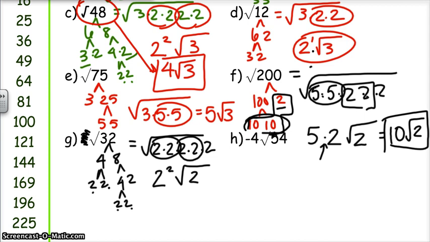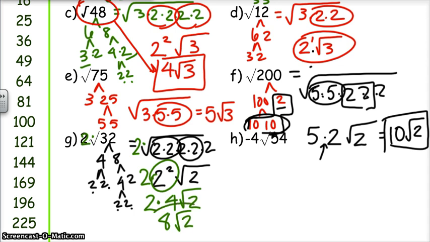Well, remember that number I told you to scribble out? It's still really there with multiplication. So it's 2 times 4 square root 2, 8 square root 2. Holy moly, that was a long one. They don't get too much harder than that. Let's try letter H, the square root of 54.